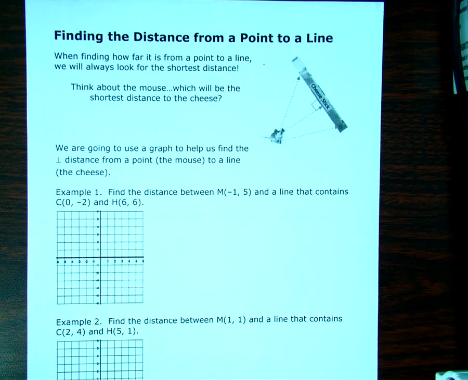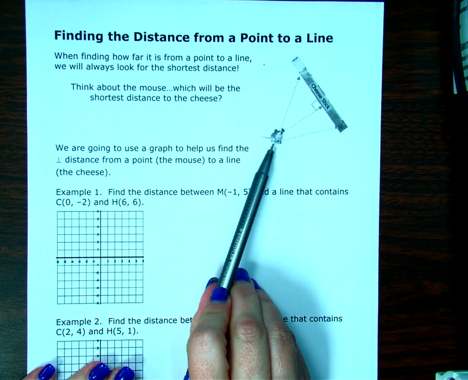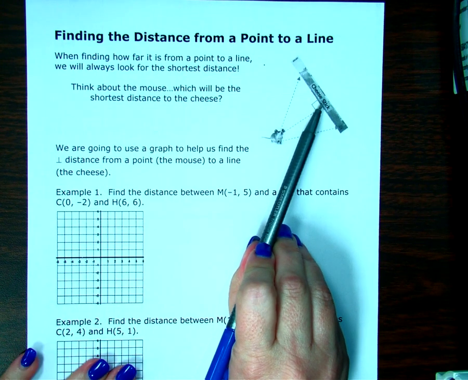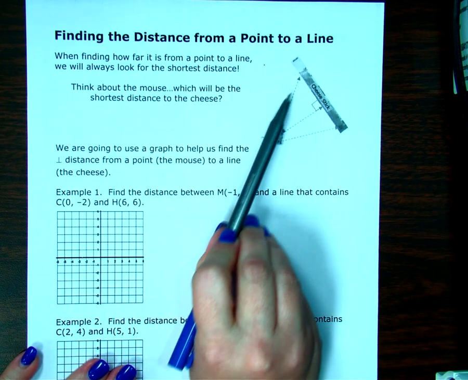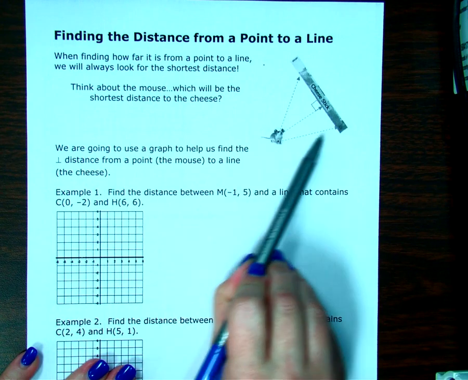Hi, in today's lesson, we're going to be looking at finding the distance from a point to a line. When finding how far it is from a single point to a line, we always want the shortest distance. So if I think about this cute little picture of this little mouse that's trying to get to this cheese stick, which is going to be the shortest way for this mouse to get to the cheese stick?